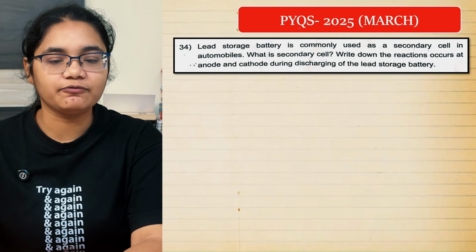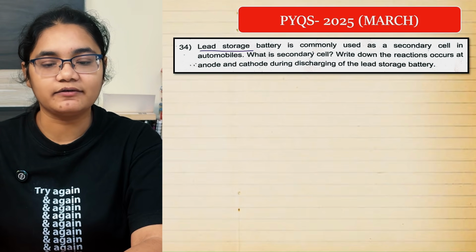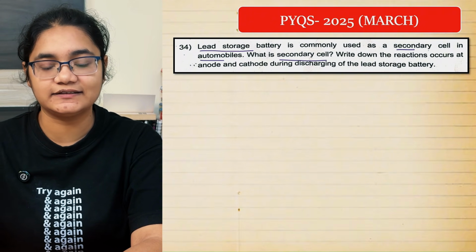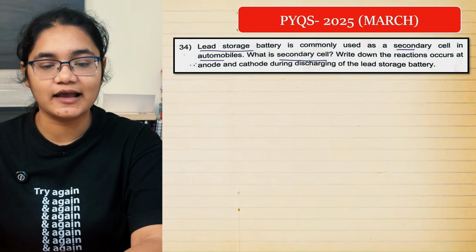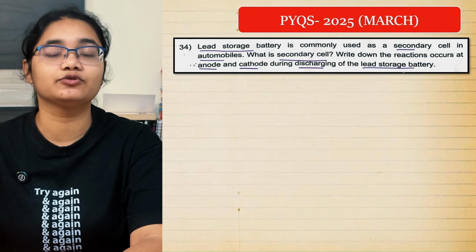The next question is from PYQs, 2025 March, so this is a recent year paper. Lead storage battery is commonly used as a secondary cell in automobiles. What is a secondary cell? And write down the reactions that occur at the anode and cathode during the discharging of the lead storage battery.